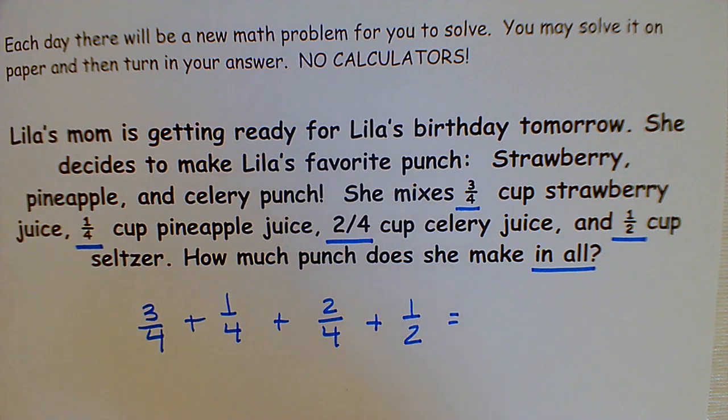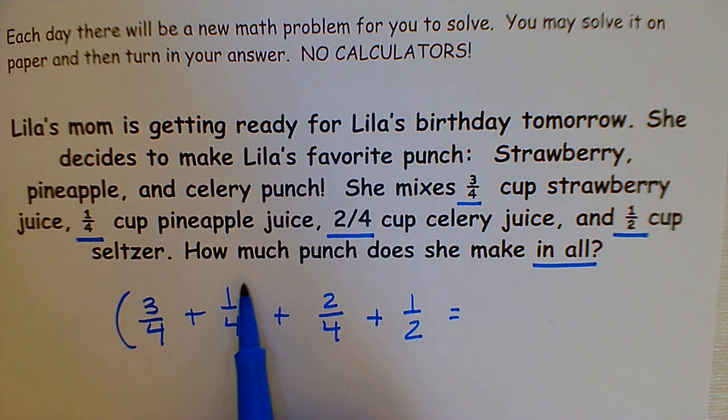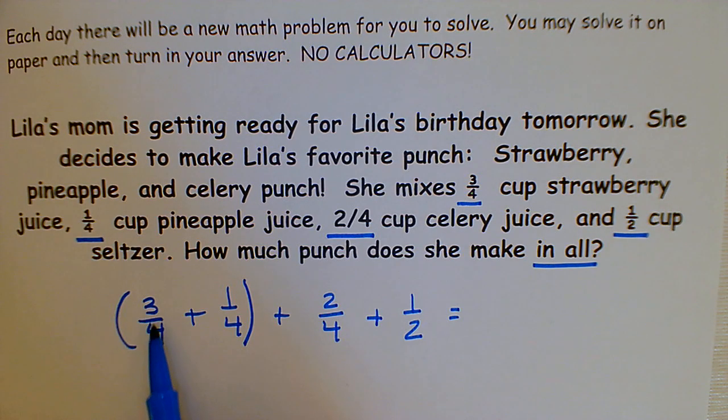So the first thing that I'm seeing is that I can use the associative property to group these in a way that'll make my life much easier. I'm going to go ahead and group these two together because what I see is that I have 3/4 plus 1/4, and that's going to make 4/4.